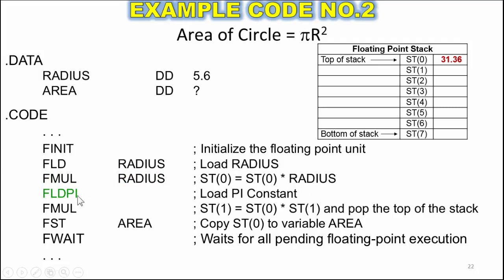The next command, fldpi, loads the pi constant at the top of the stack. And the value 31.36 will adjust and move to the next slot at the floating point register ST at index 1.